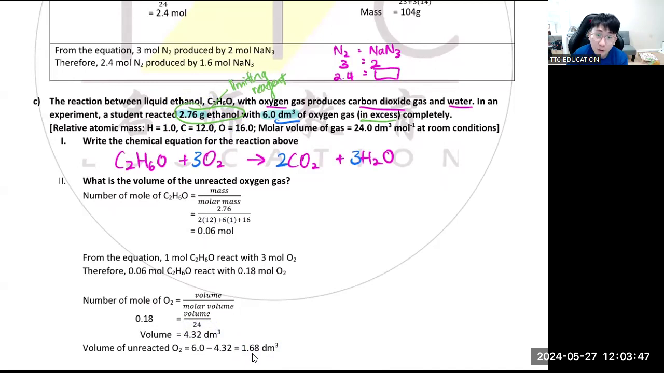So this is one of the possible questions in exam also. Be careful on this, where they didn't ask you to find volume of oxygen gas. They ask you to find volume of unreacted oxygen. So what are you going to do? You find the volume of the reacted oxygen first, then you take the total minus the reacted one, then you get the unreacted one. So the 4.32 is the volume of oxygen gas reacted. And so you take the 6 minus the 4.32, you get the volume of unreacted oxygen gas. Okay, guys, is that clear on this?